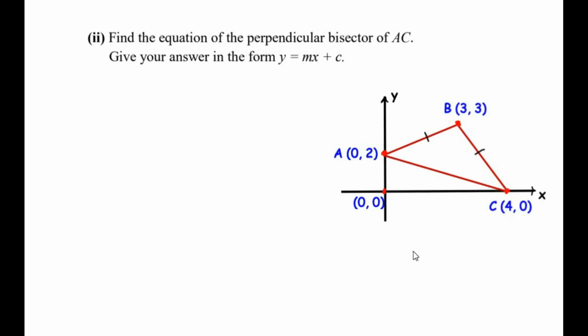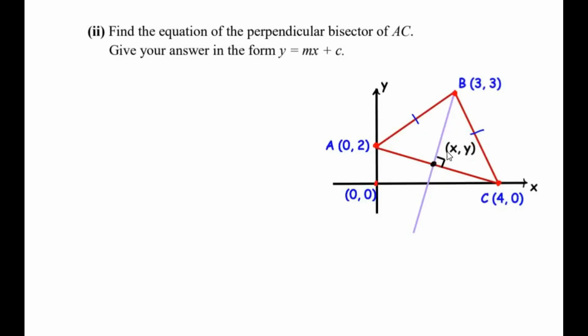So let me just draw it over here. Here you can see a line which has been drawn from the point B towards AC, and this point divides the line AC perpendicularly. So we have drawn a perpendicular angle over here. And this point, let us consider the coordinates as x, y.